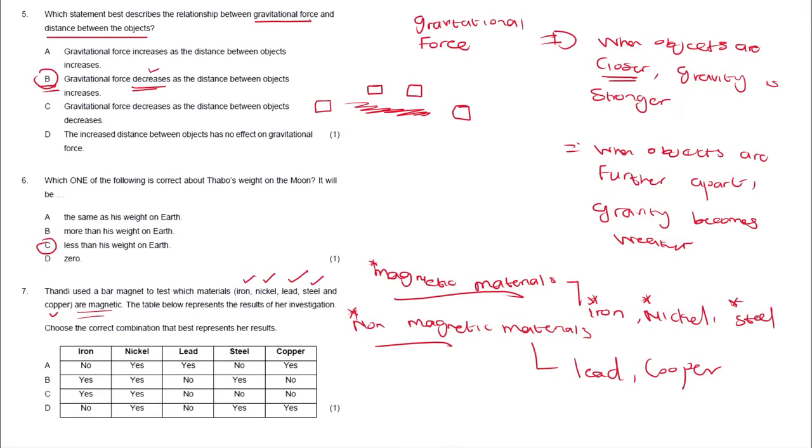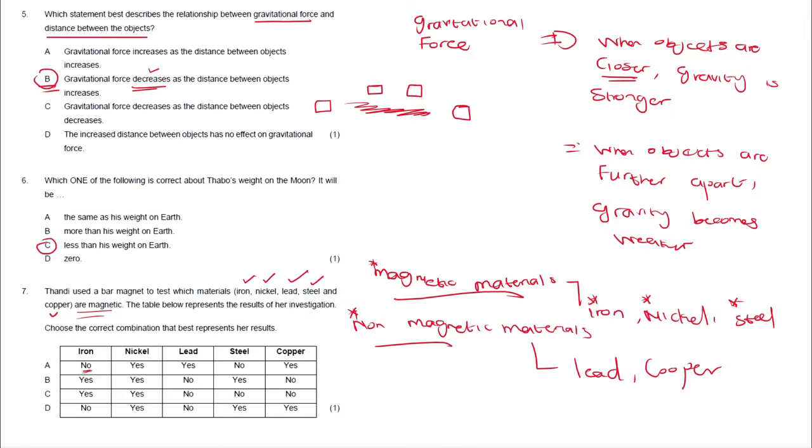So if we check option A, remember, she is testing which materials are magnetic. So if we check A, it's iron, and then they said no. So they're basically saying that iron is not a magnetic material. And we can see here that iron is part of the magnetic materials. So without even going further, we can just see that option A won't be the correct answer.